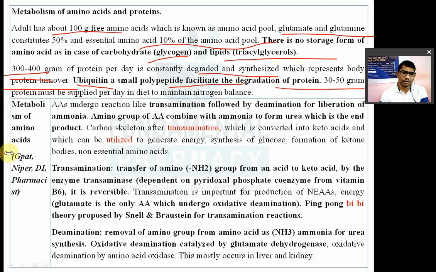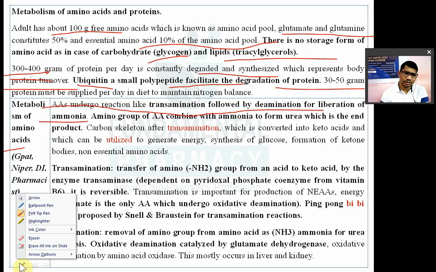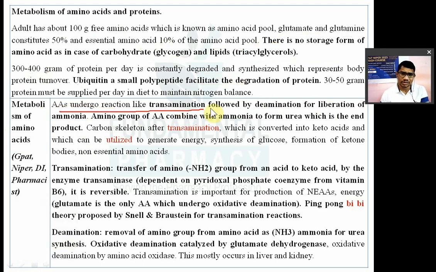Now metabolism of amino acid. There are mainly two reactions: transamination and deamination. Amino acids will undergo transamination followed by deamination to liberate ammonia. So protein का भी metabolism में दो ही reactions हैं. So transamination followed by deamination; most of the time transamination होता है, in case of glutamic acid, glutamate, there is transamination followed by deamination. So sometimes it is known as transdeamination, for liberation of ammonia.